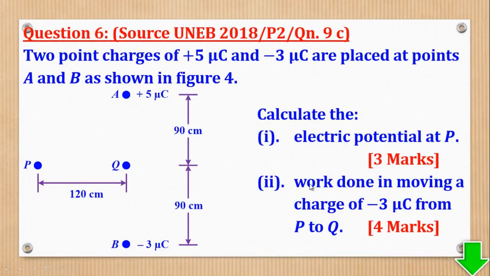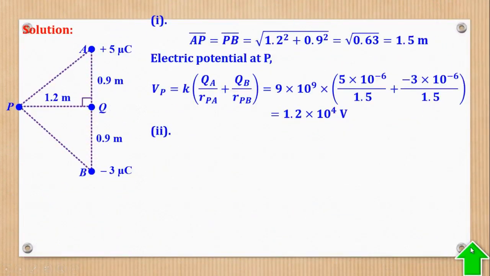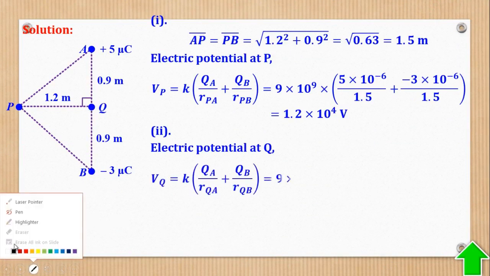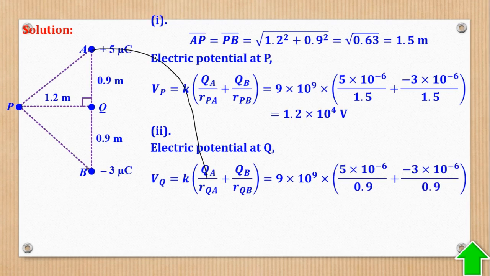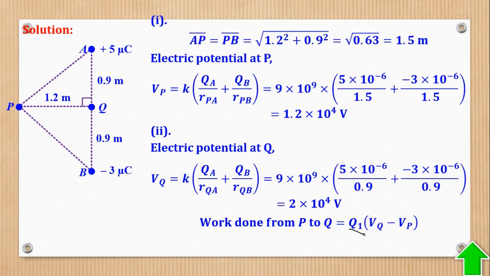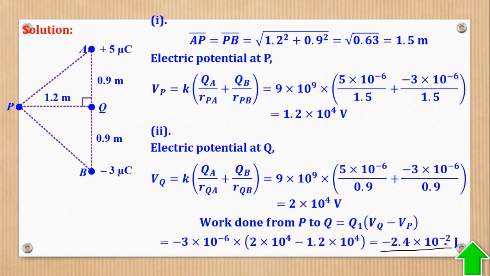Then Roman 2, they wanted work done in moving the charge of -3 microcoulomb from P to Q. That means we need electric potential difference. To get that potential difference, we have to get electric potential at Q first. So at Q, it is also due to this charge and also due to this charge. So substitute and get the output as that. So now that I've got the two electric potentials, I can get the work done, which is charge being transferred times the potential difference. Then I'll substitute and get the answer they wanted.